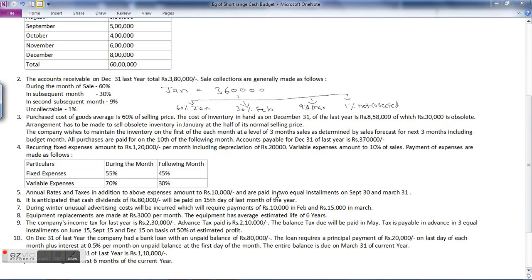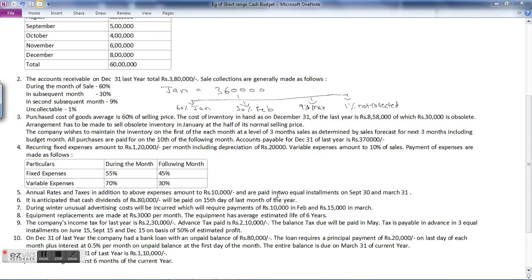We'll prepare that next. The company wishes to maintain the inventory on the first of each month at the level of 3 months' sales, as determined by the sales forecast for the next 3 months, including the budget month. All purchases are paid for on the 10th of the following month. Accounts payable for December 31st of last year is 3,70,000. So the accounts payable of December last year, that is 3,70,000, will be paid on the 10th of the next month.